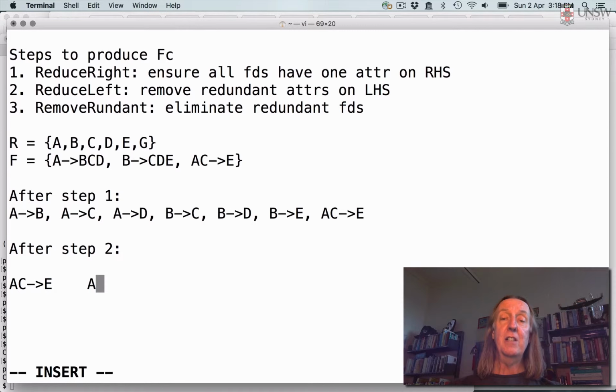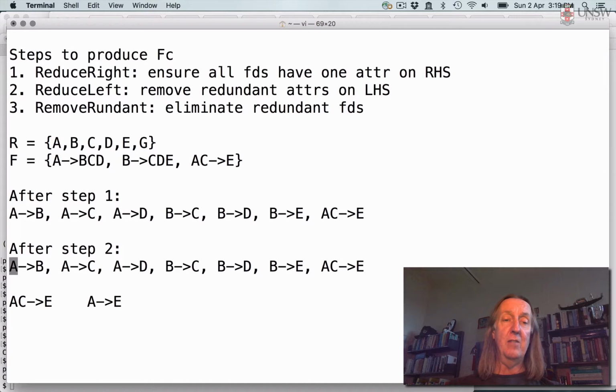The other possibility is that we try removing A from the left hand side, and if we do that, then we can actually infer this functional dependency from the ones that we're given. A determines B and B determines E, therefore A determines E. So after realizing this, we can remove C from the left hand side since it's redundant, and that'll give us a set of dependencies like this.